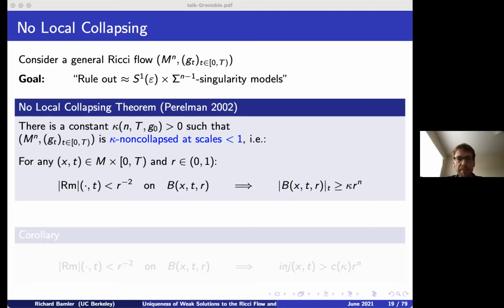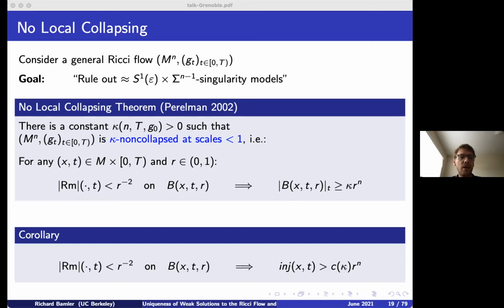Okay? And maybe a slightly more useful consequence of this no local collapsing theorem would be where we can replace the lower volume bound by an injectivity radius bound. So if we have a two-sided sectional curvature bound and a lower volume bound, then by Gromov's theorem, this implies a lower bound on the injectivity radius. So we have this result, which is more or less fundamental in most of Perelman's results.